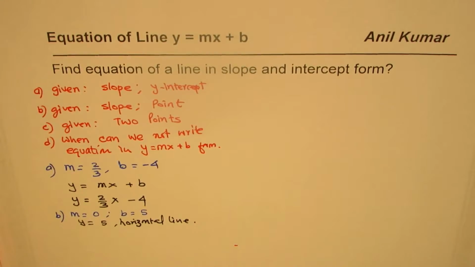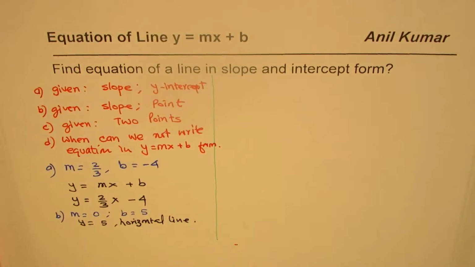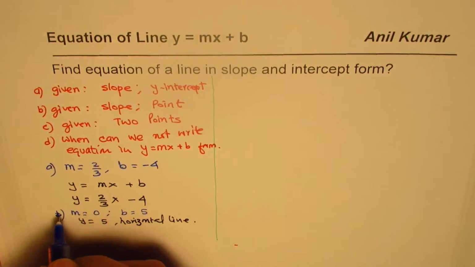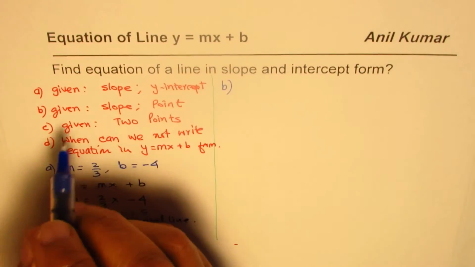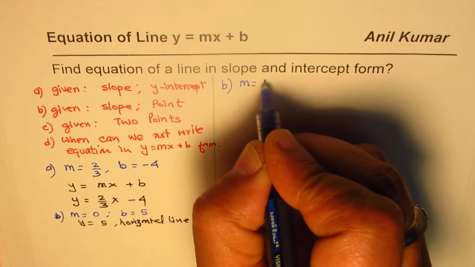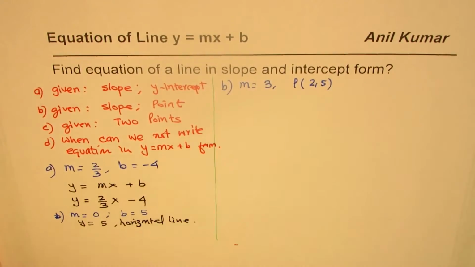Okay. Now let's take up the next case, which is that we are given 1 point and a slope. So let me call this also part of A. B, I'm taking slope and a point. Let's say the slope is 3 for us and the point is 2, 5. In that case, how do you find the equation of line?